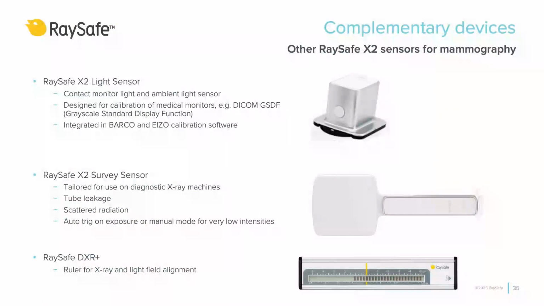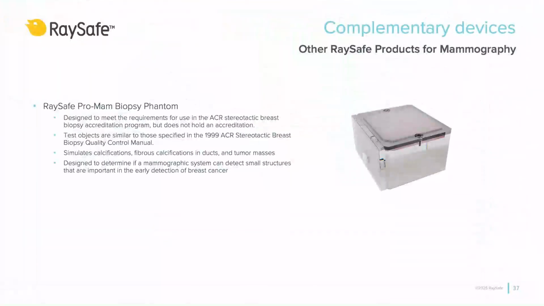The second is our X2 survey sensor, a sensor designed to measure scatter radiation or tube leakage within the diagnostic range. It has auto trig mode or manual mode for extremely low intensities. The third is our pocket size DXR Plus. It is used for adjusting the X-ray and light field alignment, which is also needed for most QA tests within mammography. And finally, a few words about phantoms needed for the image quality tests.